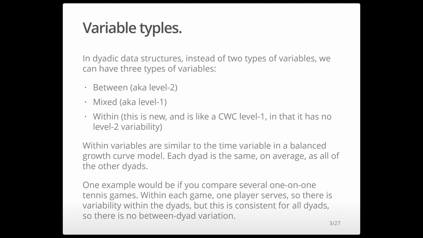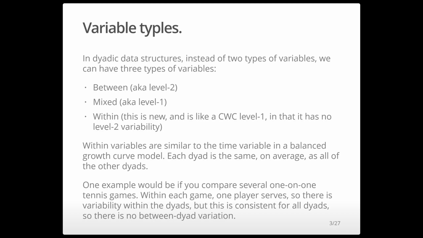The first thing is that in dyadic designs, you'll often see variables separated out into 3 different types, and 2 of these correspond to what we're used to, and then there's one new one. Between variables are like level 2 variables, so they only apply to the actual cluster of the dyad. Mixed variables have variability at both level 1 and level 2, and so those are the same as our normal level 1 variables. And then there's a new type of variable called within. This is like a centered within-cluster level 1 variable, and it has no level 2 variability. We actually saw an example of this when we were looking at longitudinal designs last week.